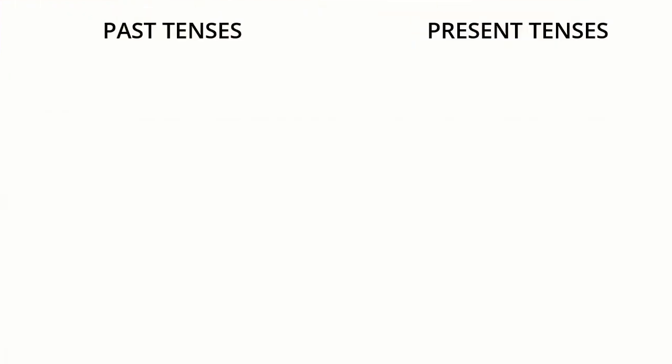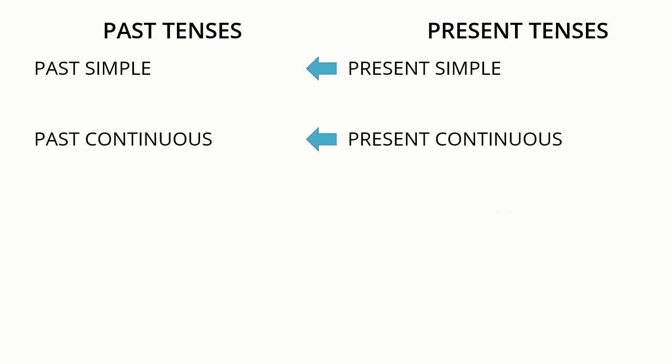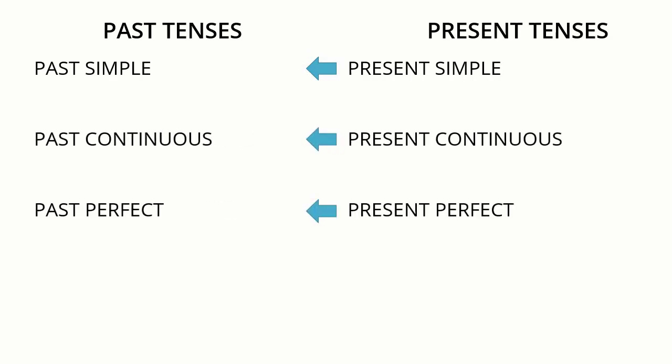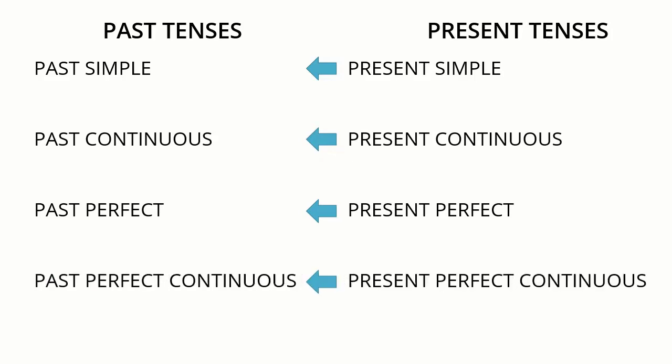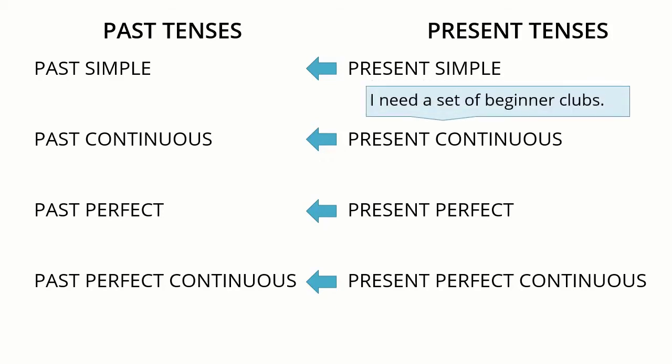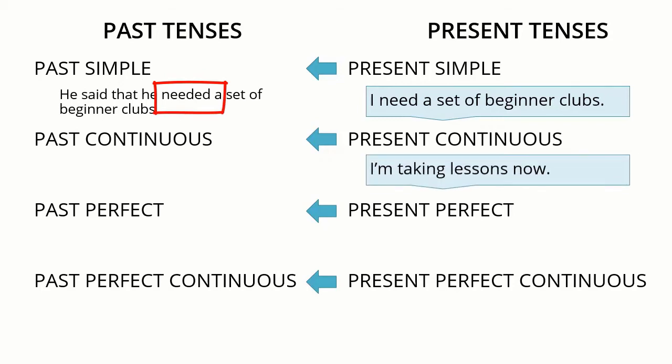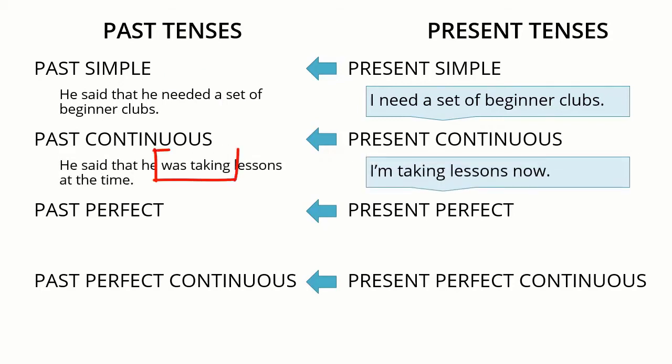Here we can see present simple goes to past simple, present continuous goes to past continuous, present perfect goes to past perfect, present perfect continuous goes to past perfect continuous. The first example comes from our original lead story. In the direct speech, I need goes to he needed, past simple. In the second example, I'm taking lessons now, goes to he said he was taking lessons at the time.